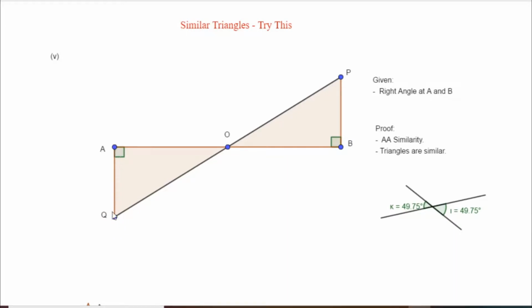Question number 5. Here there are two triangles, AQO and OPB. Both the triangles are having one angle equal, like angle at A and angle at B, which are of the same value, which is 90 degrees. Also, angles at AOQ should be equal to angle POB.